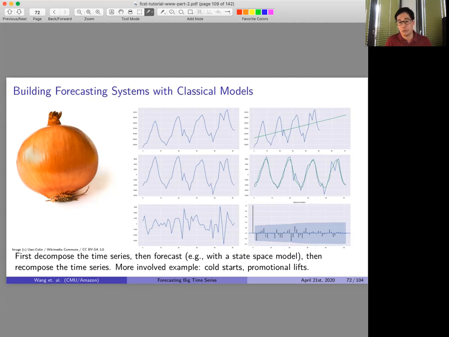And the other example would be promotional lifts. So if you want to forecast the effect of a promotion that you've never seen before, you potentially have to independently estimate the effect of that promotion before. So you can think about this pipeline really being arbitrarily complex, consisting of arbitrarily many steps.